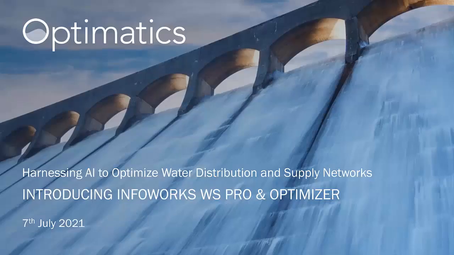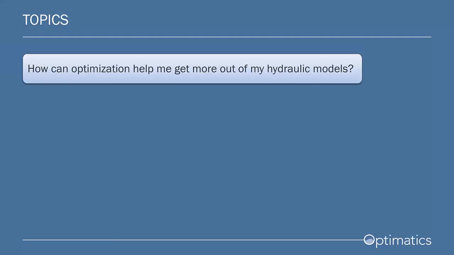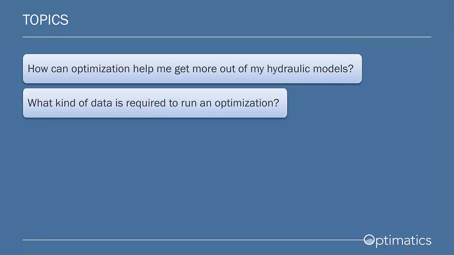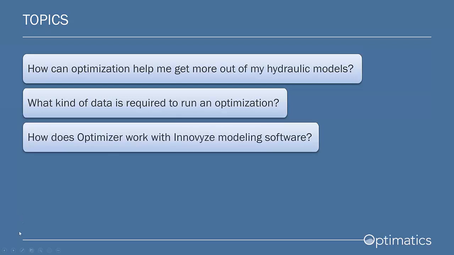So I'm going to expand on what Rebecca talked about in highlighting some of the WS Pro functionality, and today I'm going to be talking about how we can harness artificial intelligence to optimise water distribution and supply networks. Now that's quite a mouthful, so we can break down a little bit some of the topics I'll be going over in the next half hour. So we're going to talk about how can optimization help me get more out of my hydraulic models? What kind of data is required to run an optimization? How does Optimizer work with the Innovise modeling software?